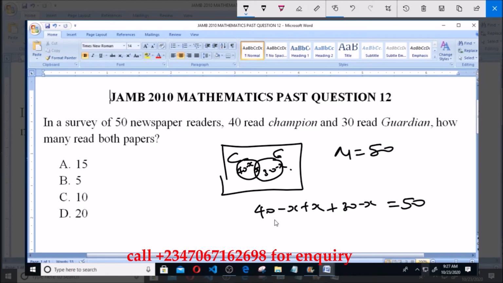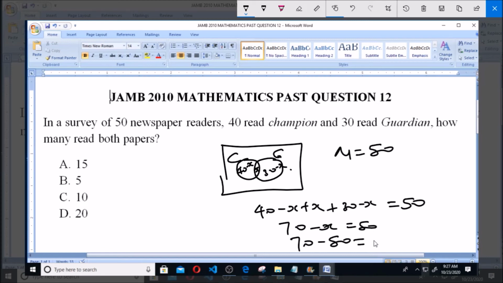Now from this we'll have that 40 plus 30 will give us 70, then minus X plus X will give us 0, then we have 70 minus X equals 50. So from here we have that 70 minus 50 is equal to X, so therefore X is equal to 20. So the number of those that read both Champion and Guardian is 20, which is option D.